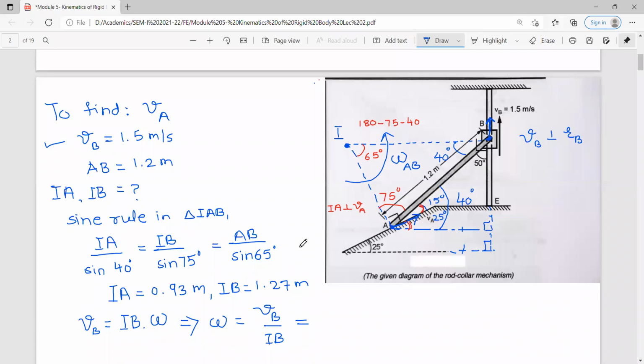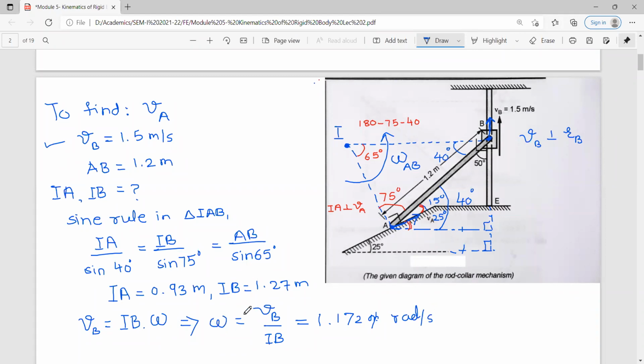What answer are you getting? 1.18. Oh yes, correct. 1.18. Okay, so I'm getting a little less, as per the book. So no problem in your answer. No, it is not meter per second, it is radian per second.